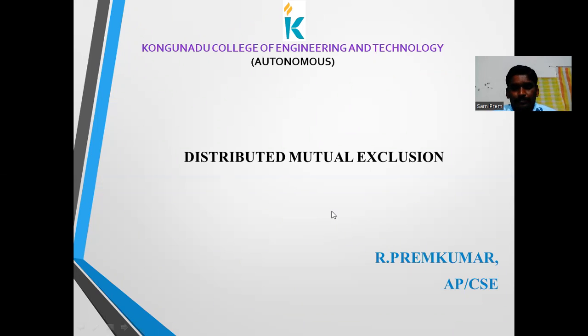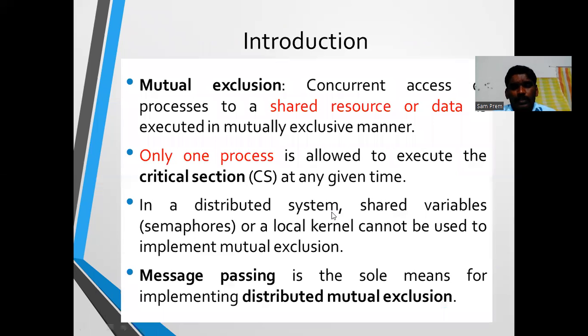Okay, and then this is mutual exclusion. First one, introduction to mutual exclusion. Concurrent access of processes to shared resources or data is executed in a mutually exclusive manner. So only one process is allowed to execute the critical section at any given time. In the critical section, only one process can enter and execute at any given time. That's called mutual exclusion. In distributed systems, a shared variable, semaphore, or local kernel cannot be used to implement mutual exclusion.